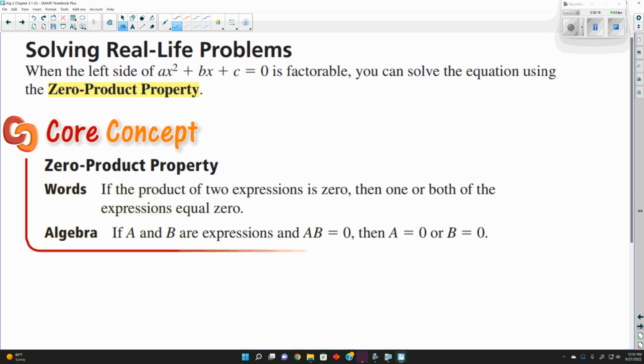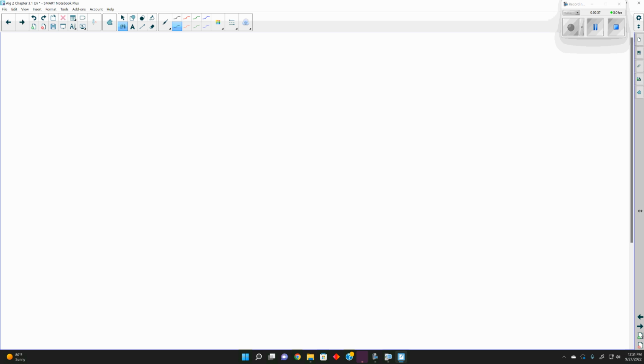Now, what we're looking at today is the zero product property. Whenever we have a polynomial where the left side or one of the sides is ax squared plus bx plus c and it's equal to 0, then we can use the zero product property to solve. And really what the zero product property is talking about is if we have two things being multiplied together, so a times b is equal to 0.